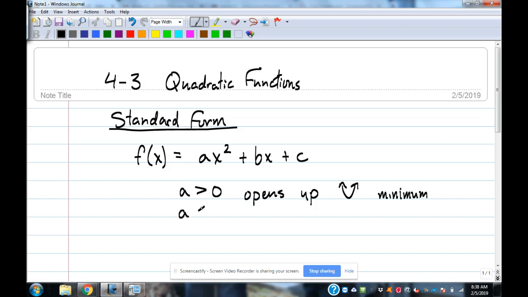If a were less than 0, that means it's negative, and that would be the opposite, right? So it's going to open down. It looks something like that, and would have a maximum. That minimum or maximum occurs at what point? The vertex. Okay, so we have a vertex.